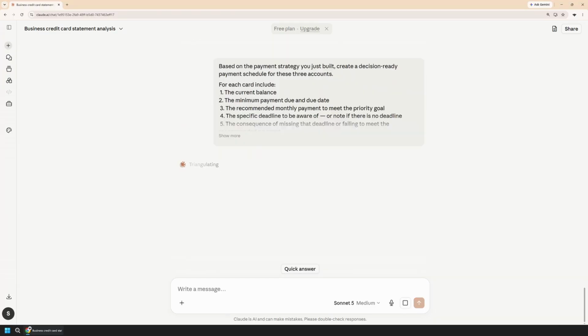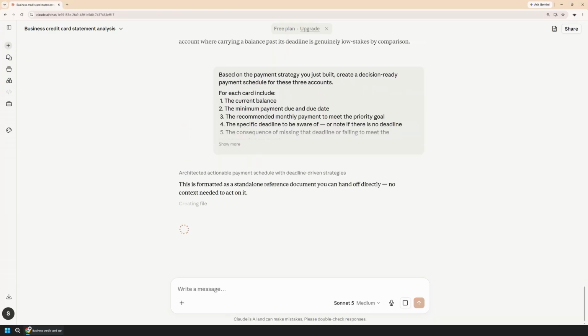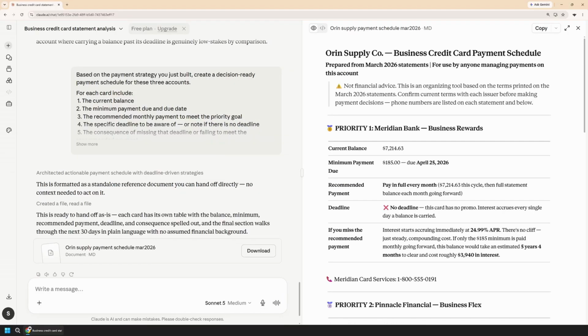Send it. Last prompt. Claude is putting the whole picture together. We'll have the full schedule in just a moment. Okay, that's not what I expected. It didn't just answer in the chat, it built a document. This is something worth pausing on.